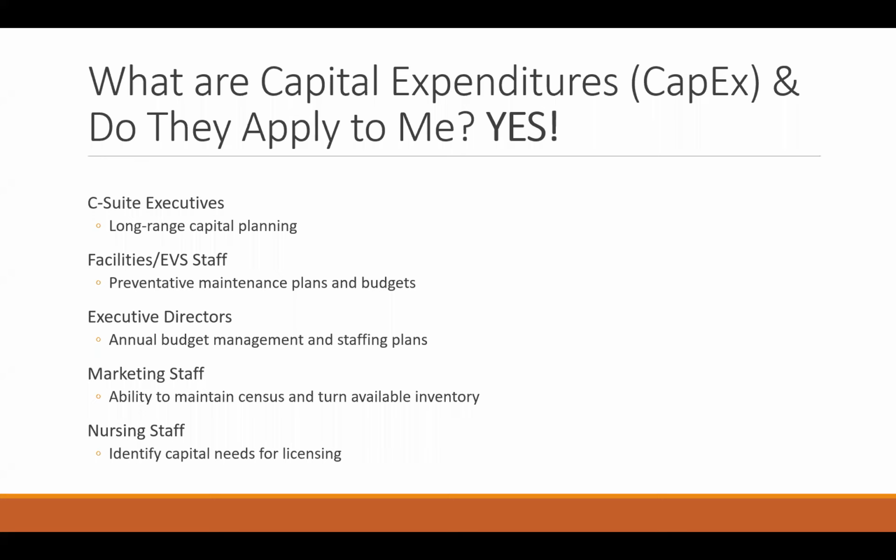for senior leadership, it could be a long-range capital planning activity, or for facilities, they may have a preventive maintenance plan or budget they want to update, or executive directors might have something in their annual budget management and provide more information for their staffing plans. And of course, the marketing staff is also important. They want to maintain their census and be able to turn over available inventory. And then the nursing staff may have capital needs to keep up their licensing.